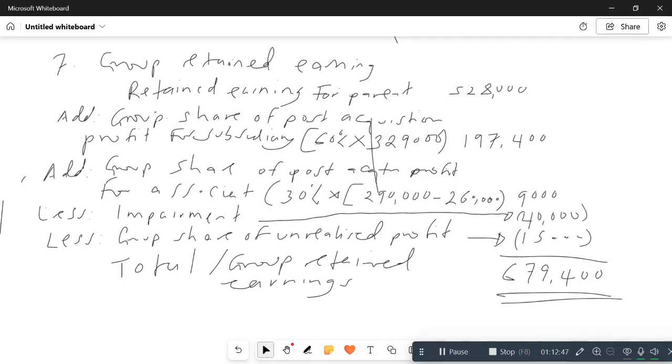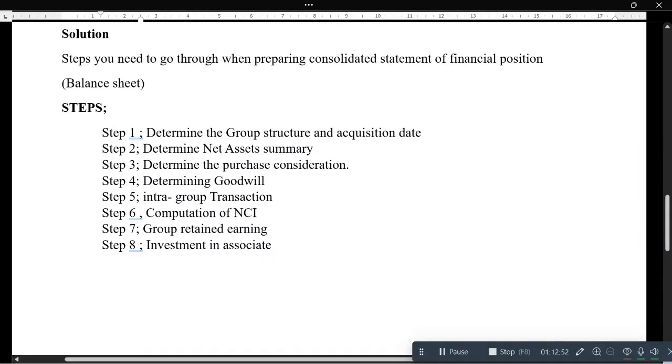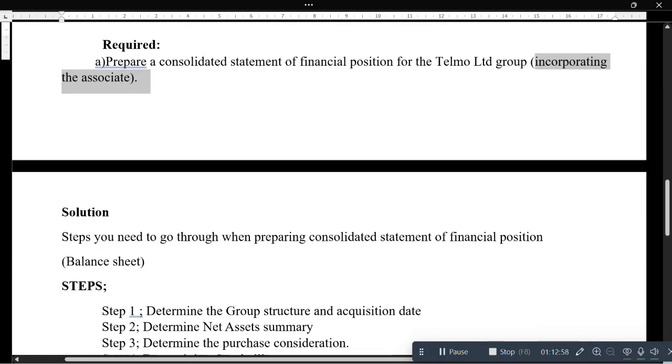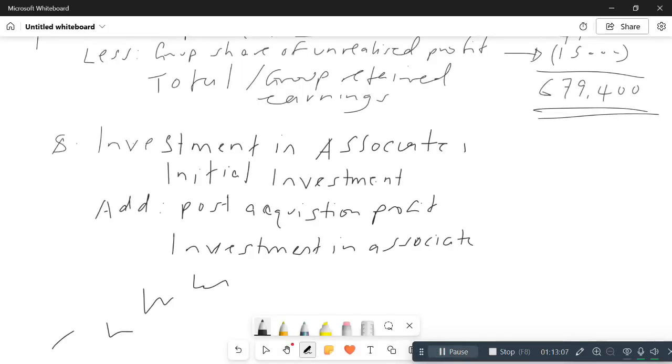Let's go to the last working and we consolidate our numbers. Last working is 8, investment in associate. Remember they told us, please incorporate the associate. So we're going to incorporate at this step 8, investment in associate. For investment in associate, we shall account for it using the equity method, that is under IAS 28, where we get the initial investment, we add the post-acquisition profit, and finally we shall be able to come up with our investment in associate. We shall put this in our consolidated statement of financial position.